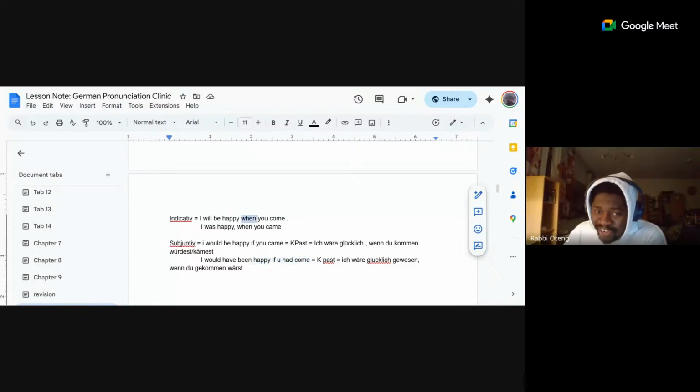So we use "wenn". It's still "wenn" in German, for both indicative and subjunctive. But when I'm saying I will be happy, I don't say I will be happy if you come. If I say "if", it means I'm not sure whether you will come, then I have to use the conjunctive or the subjunctive. But when I say I will be happy when you come, I know you are coming, so I know I will definitely be happy.